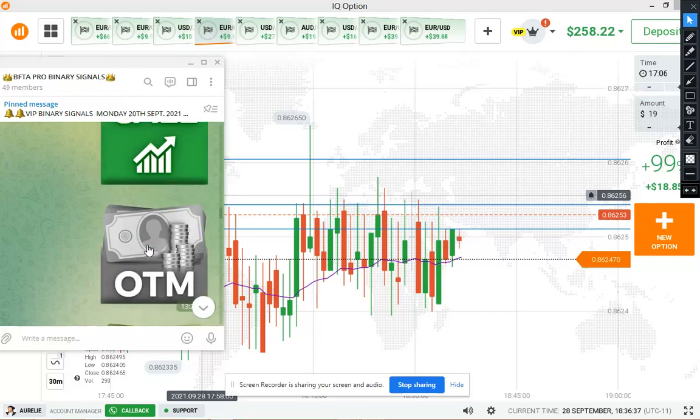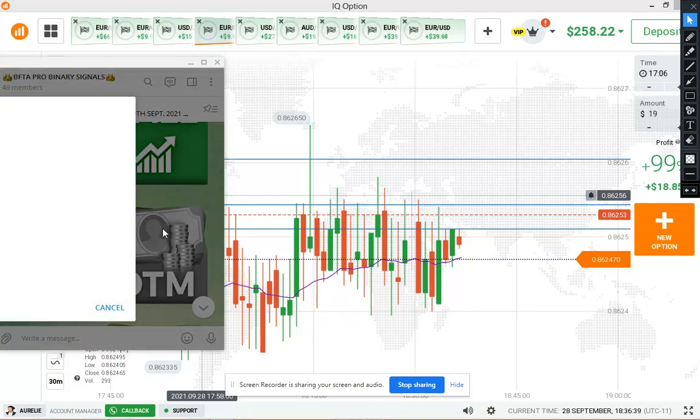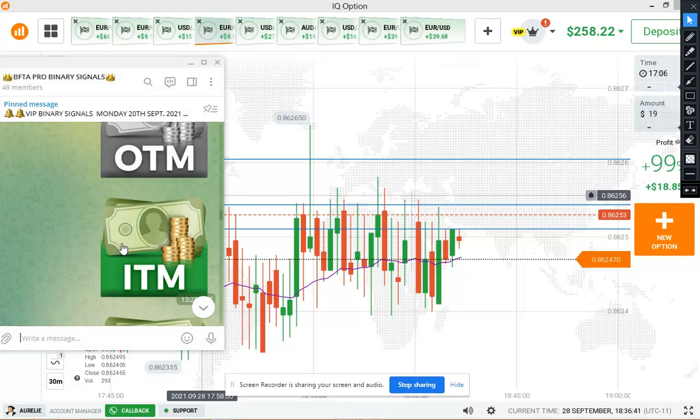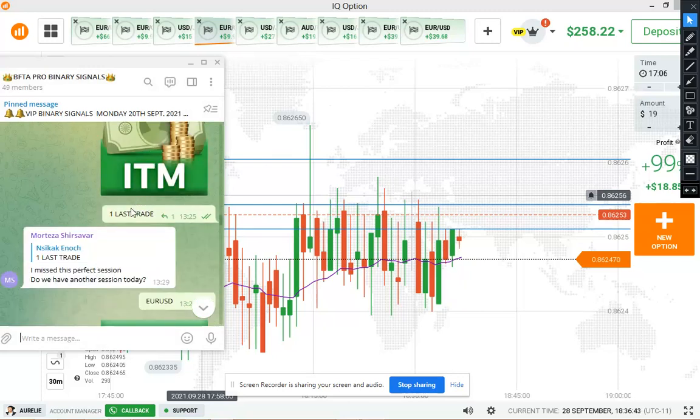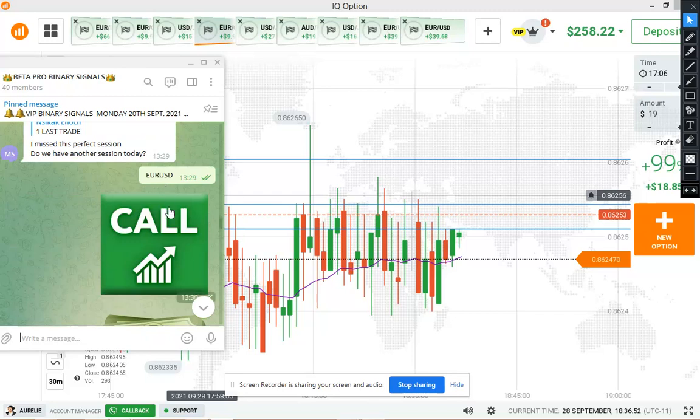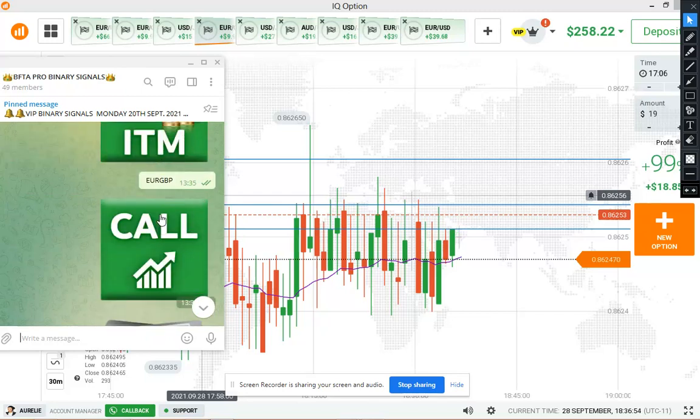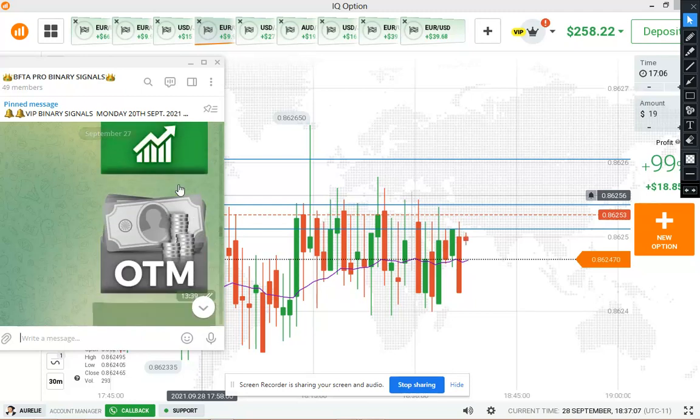EUR/GBP put again, and EUR/JPY call again, AUD/JPY call again. That is three trades. The first trade is OTM, then the rest are ITM. So I decided, okay, one last trade. Let me close the trade. Stop. Let me take one more trade. So EUR/USD call ITM. Okay, still, because of greediness and because I'm not okay with the profit yet, I decided to go with EUR/GBP, but we lost the trade.